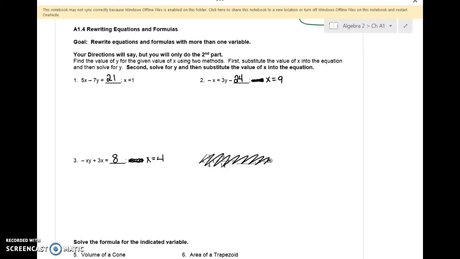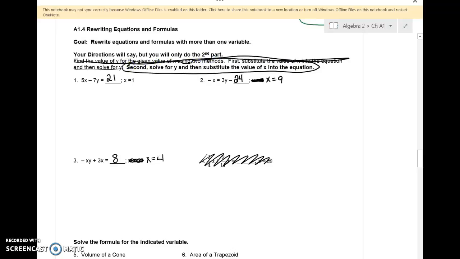Today we are going to be rewriting equations and formulas. Rewriting an equation means taking the equation and rearranging it. So instead of the order that it's written, it's y equals something or some other letter equals something. I don't believe your assignment actually says all these directions, but we're going to ignore this part. This is the part we're going to do.